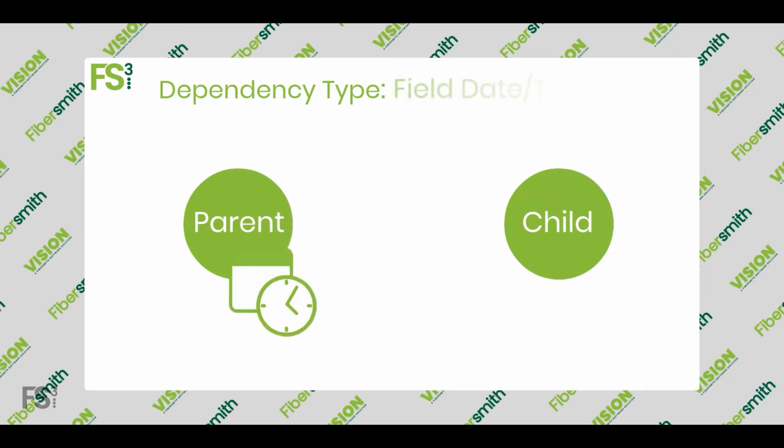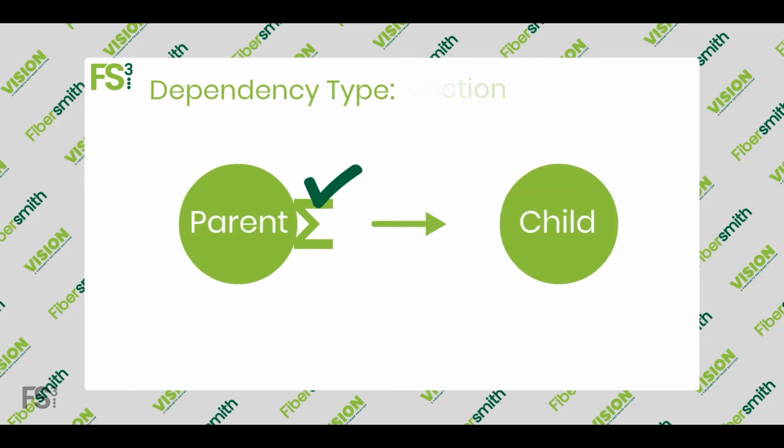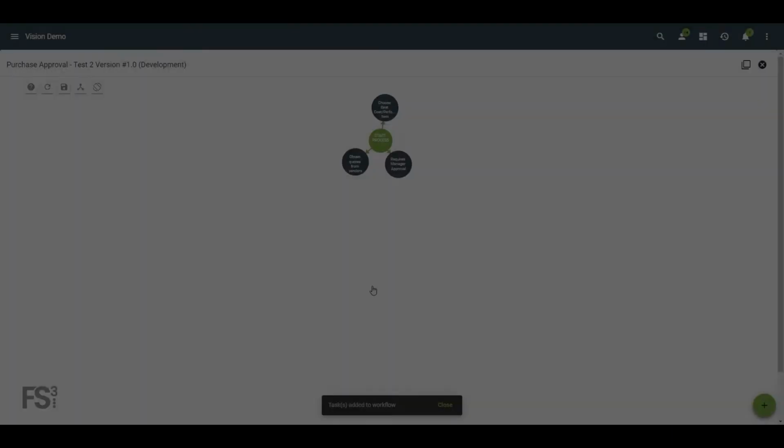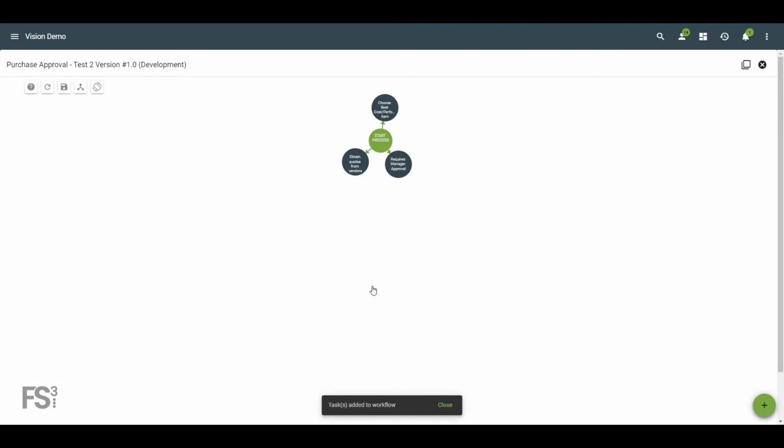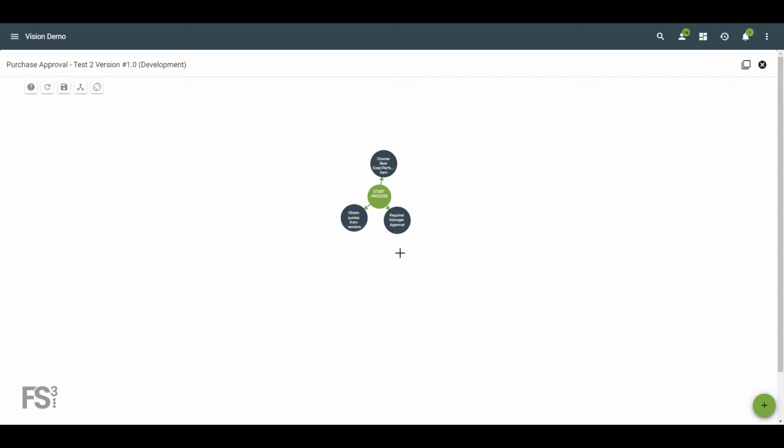The task field date and time dependency will trigger the child task when the date field is used in the parent, meaning that the child task will be triggered on a certain date or time. The task function dependency will trigger the child task when a function within the parent has been completed. Let's add some dependencies to our tasks. For this workflow, we will mainly be using the task field option type of dependency.